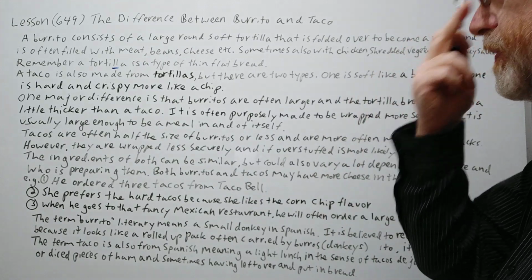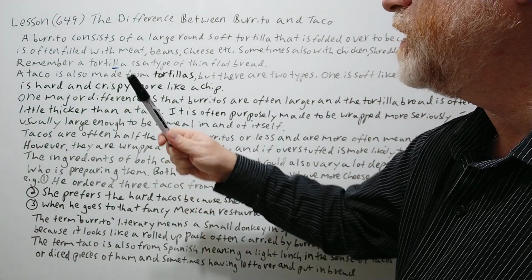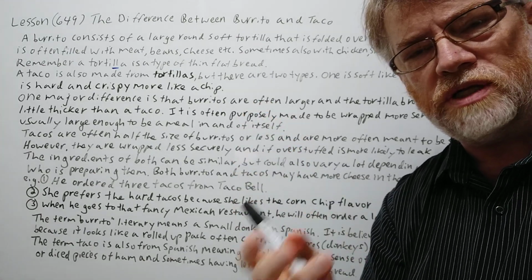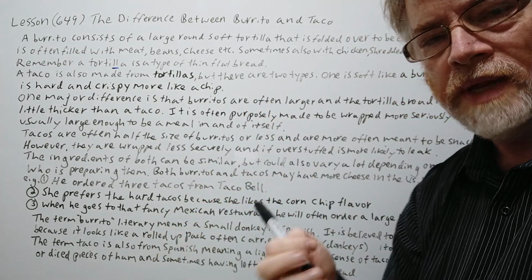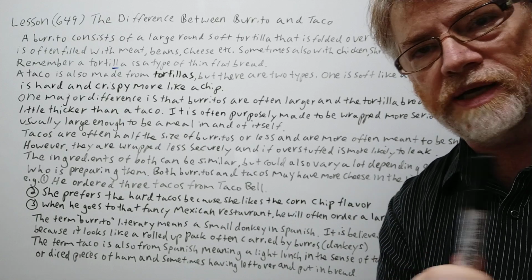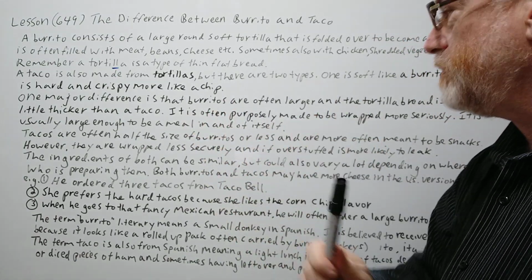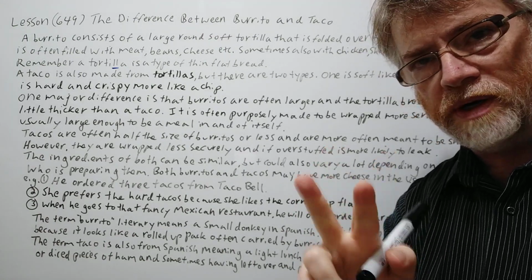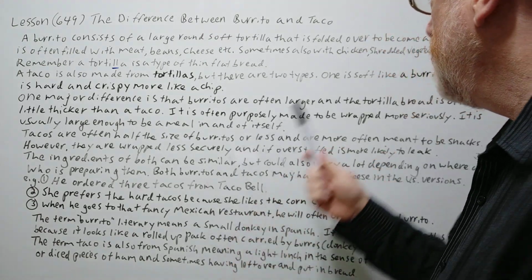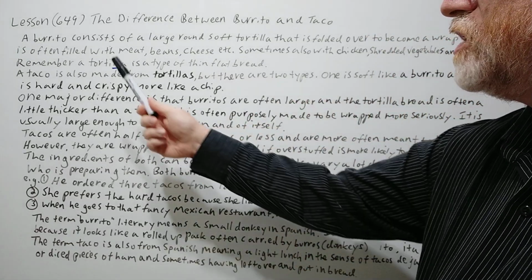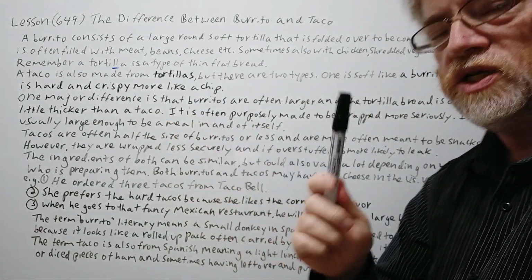All right, so let's continue here. Remember, tortilla is a type of thin, flat bread, usually made from corn, maybe some wheat or something like that. Taco is also made from tortillas, but there are two types. So here's one major distinction right away. One is soft like a burrito, and one is hard and crispy, more like a chip.